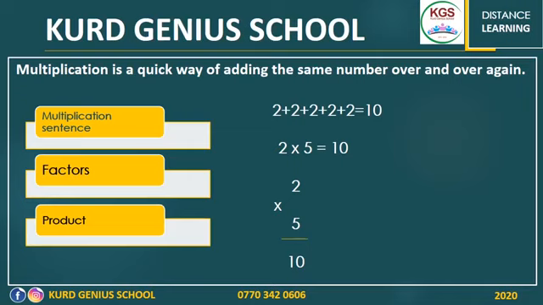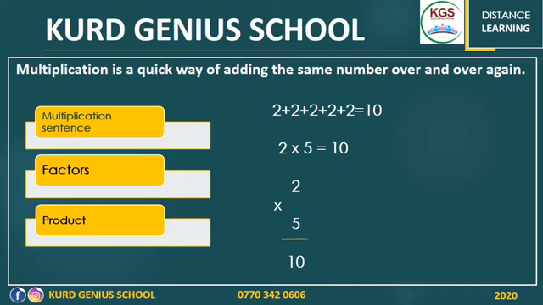Multiplication is a quick way of adding the same number over and over again. Look at the first addition sentence. I'm adding number 2 several times, like 2 plus 2 plus 2 plus 2 plus 2, which is 10. You see? It takes a lot of time. But a quicker way to do that and to get the answer is to do multiplication. I'm adding number 2 5 times. I would say 2 times 5 is 10, or 2 multiplied by 5 is 10, or 2 5s are 10.